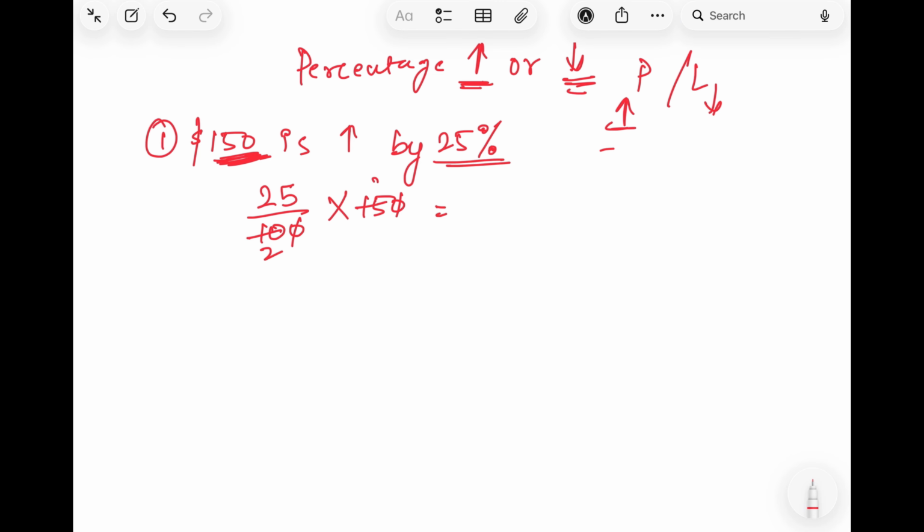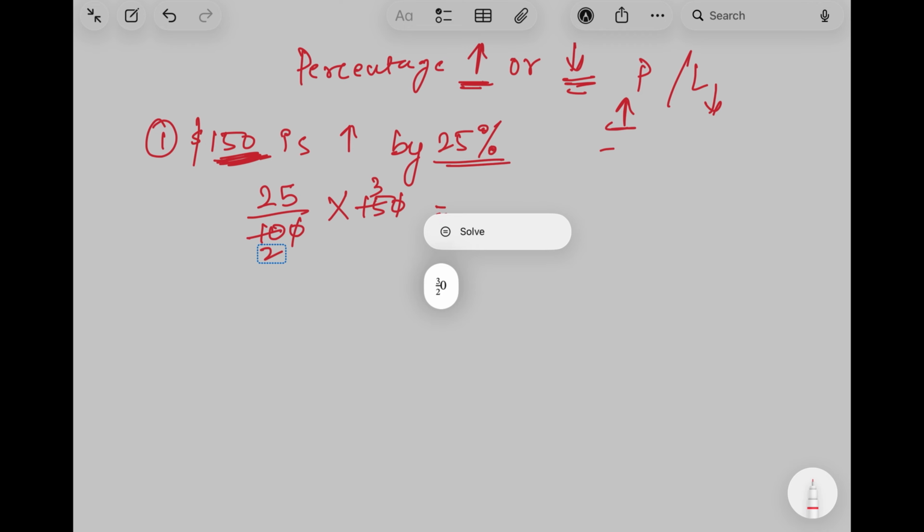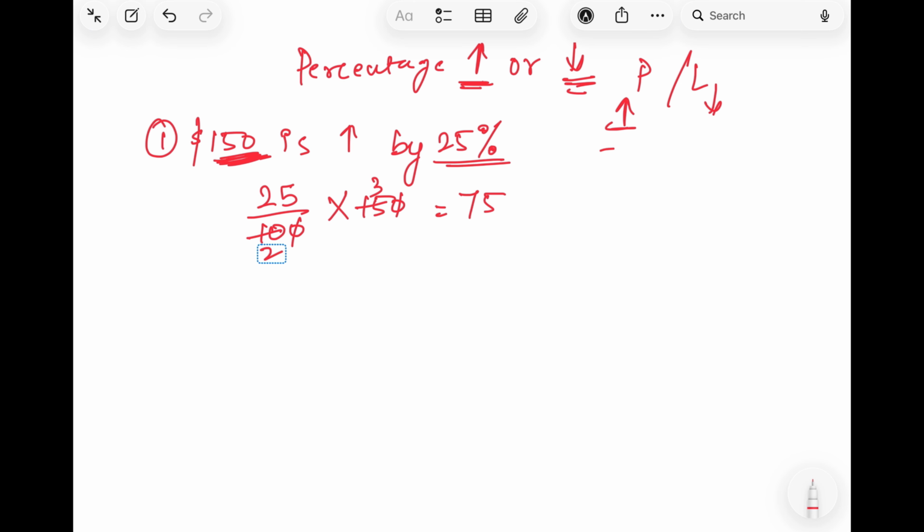Now what do you get? This is 75 upon 2. So what do you get? 37.5. That means this number 150 will be increased by $37.5.